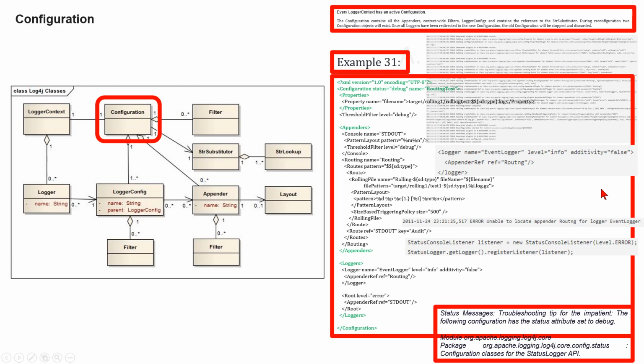After configuration is found, the status logger level can be controlled in the configuration file with the status attribute. For example, status equals debug, or here trace.